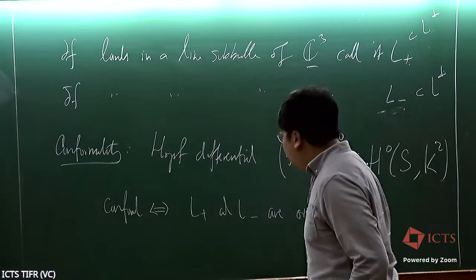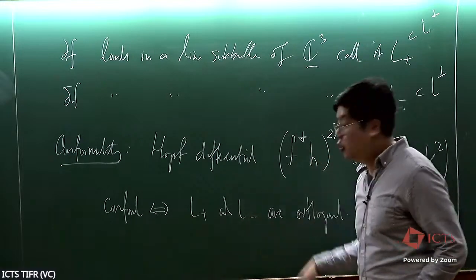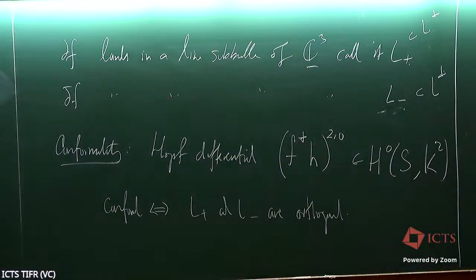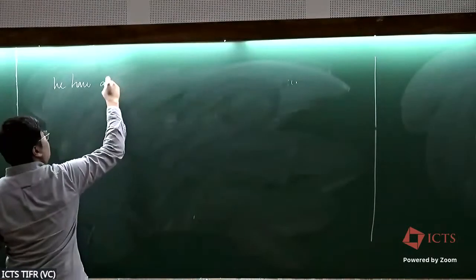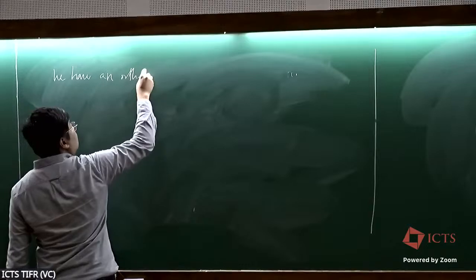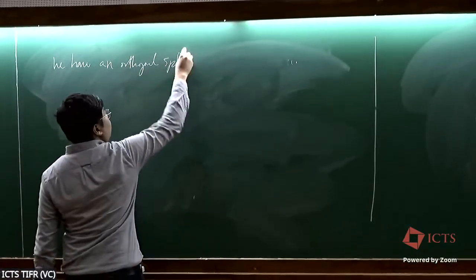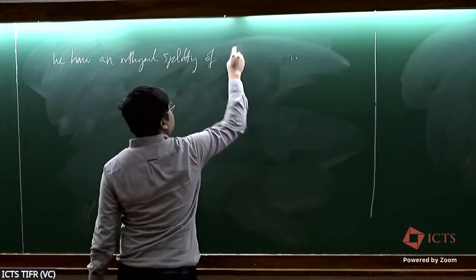Okay. And now since L is orthogonal to these two, now I have a splitting of the C3 bundle. Let me go to this end. So putting this together, we have a splitting, an orthogonal splitting of the trivial C3 bundle into the following.